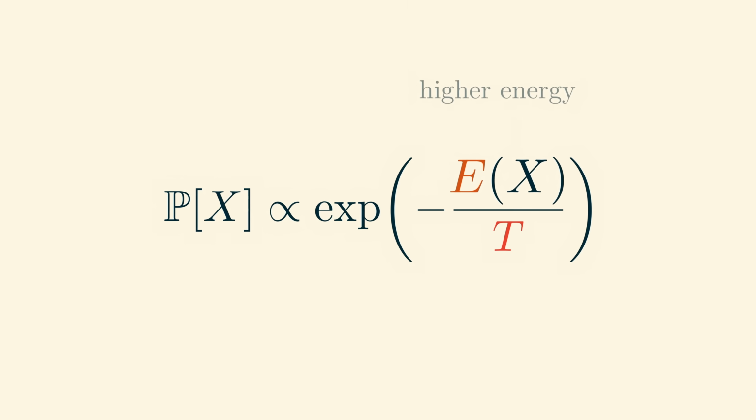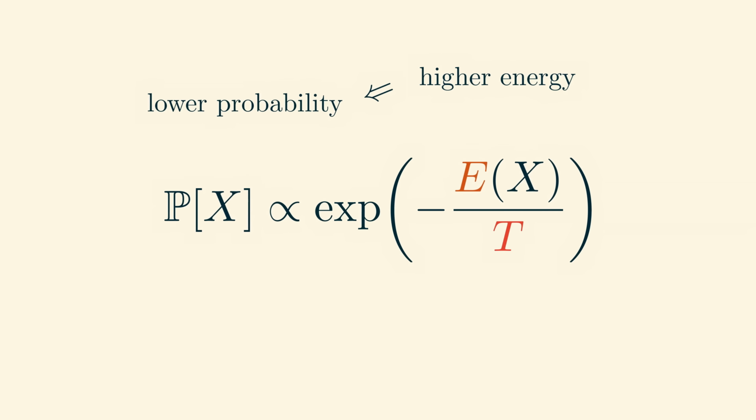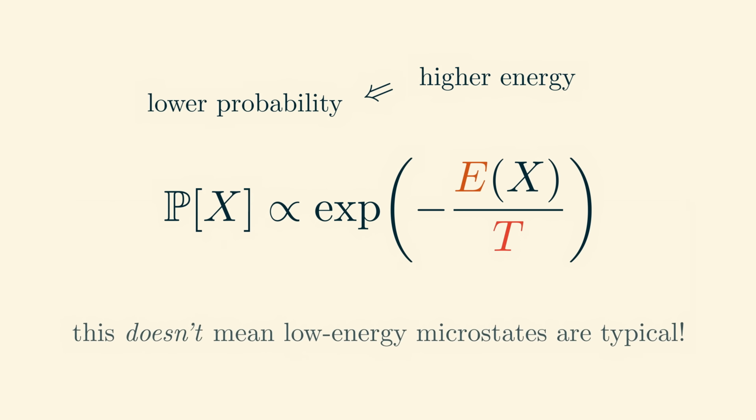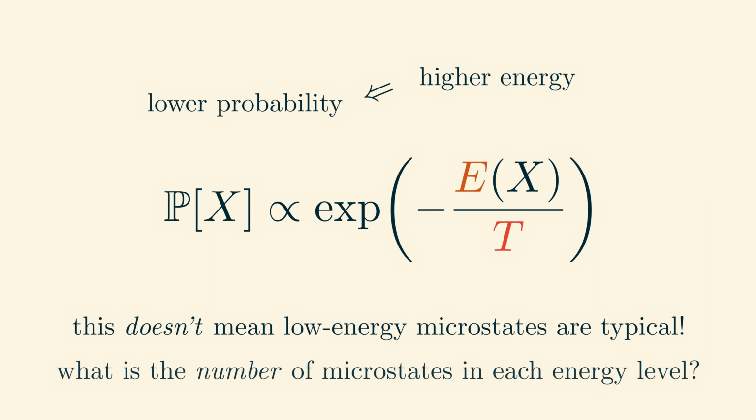First, states with higher energy have lower probability, and vice versa. This agrees with the fact that nature likes to minimize energy. But this doesn't necessarily mean that we'll typically see a microstate with very low energy under the Boltzmann distribution. In order to understand which energy levels are more likely, we also have to account for the number of microstates at a particular energy level.